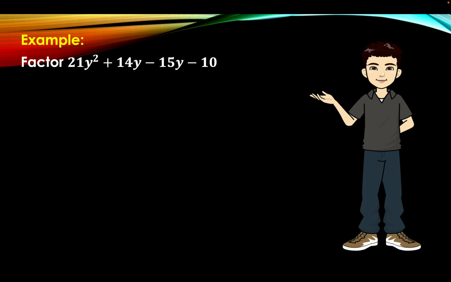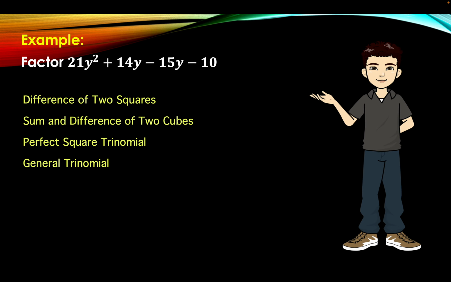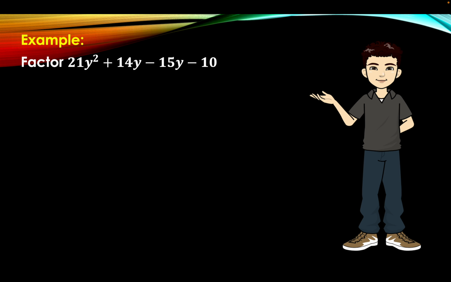Moreover, it's quite obvious that the polynomial is not a difference of two squares, a sum and difference of two cubes, a perfect square trinomial, and a general trinomial of the form ax squared plus minus bx plus minus c. Thus, we cannot apply their patterns to factor this polynomial. This one is an example of a scenario that not all polynomials are factorable.